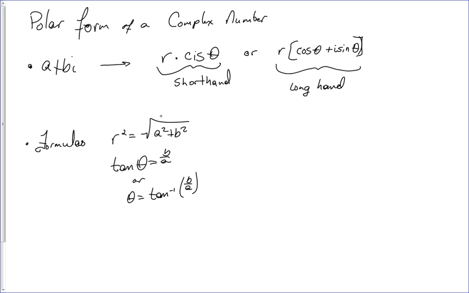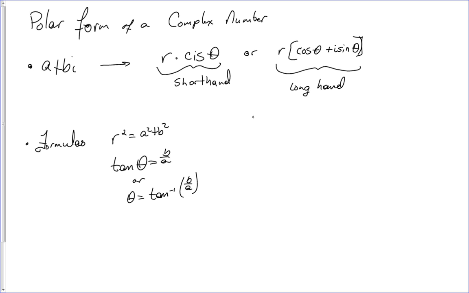So why did I put the square root there? R squared equals a squared plus b squared. I don't know why I put the square root there. Sorry about that. Okay. So when you're going from complex to polar form of a complex number, these are your formulas that you're going to use.